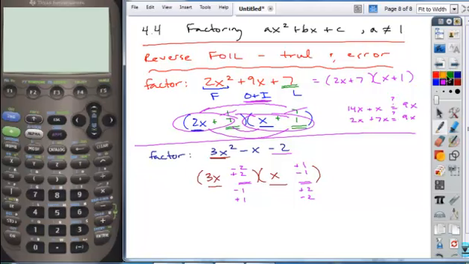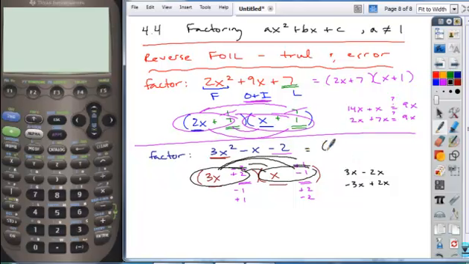And so if you use trial and error to test these, take our outer plus inner product. So here's outer plus inner. So we have a 3x and a minus 2x. Does that net you a total of negative 1x? No, so that's not it. Go to the next one. Our outer is 3x times a negative 1, which is negative 3x. Our inner 2x times x is plus 2x. Do we get an overall sum of minus 1x? Yeah, so there's your factors. Those ones work. And so your answer is 3x plus 2 and x minus 1.